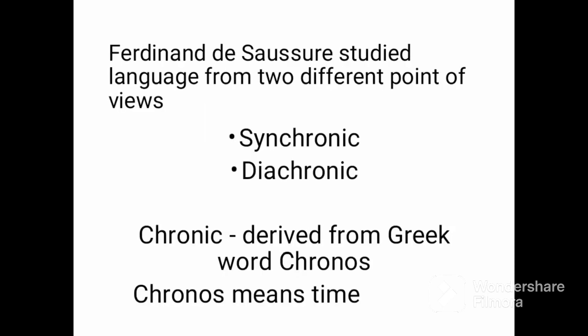Ferdinand de Saussure studied language from two different points of view. One is the synchronic and the other is diachronic. These are the two different points of view that Ferdinand de Saussure has given, and chronic is a word derived from the Greek word chronos. Chronos means time.